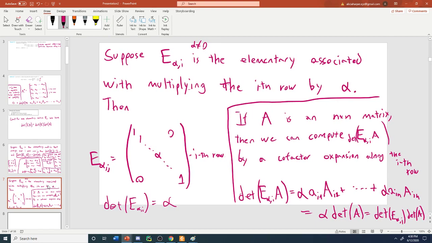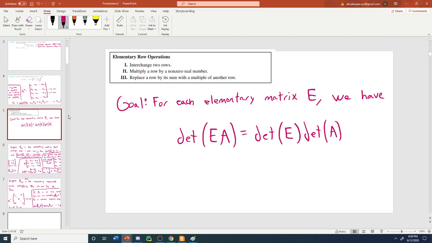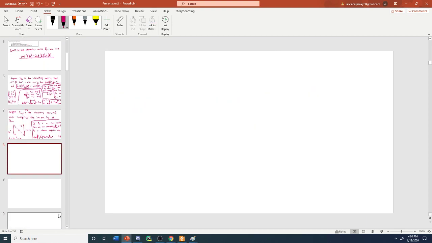So now we have succeeded in verifying this claim for both row operations 1 and row operations 2. All that remains is to verify it for row operation 3. So for row operation 3, give me 1 second.